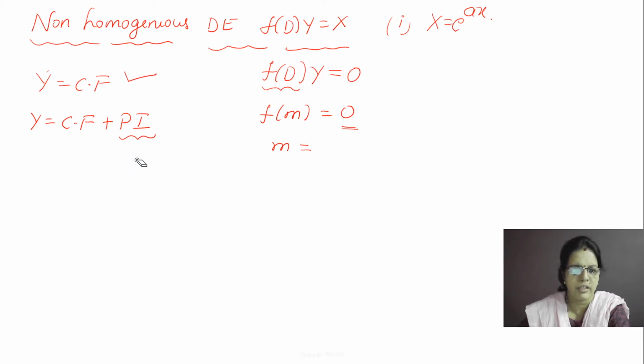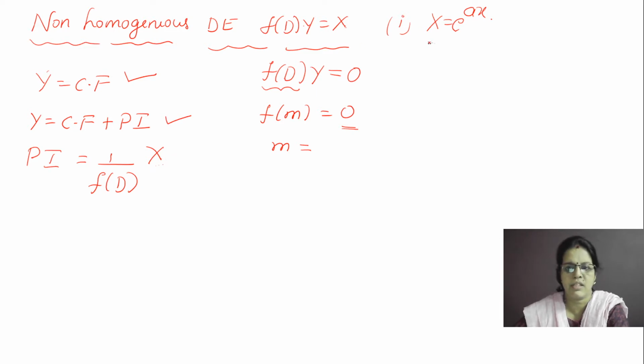But now we are considering the case where the right hand side is some function of x. So, the solution of this differential equation is given by complementary function plus particular integral. So, what is the particular integral? Particular integral is given by 1 by f of D into X. So, now we shall find the particular integral for different cases of X.